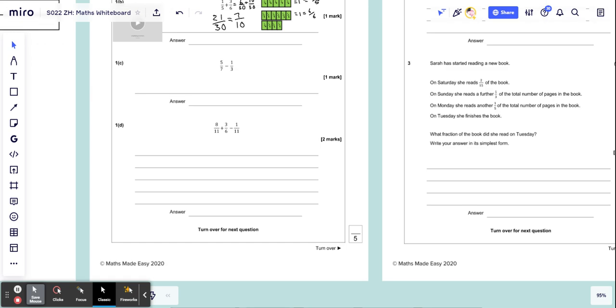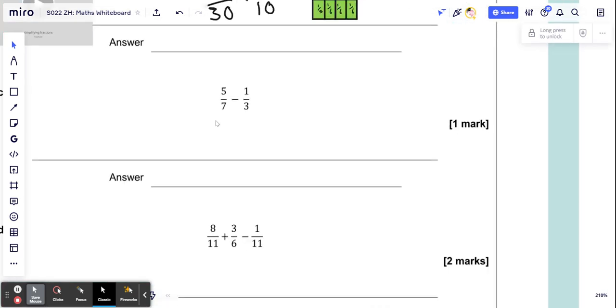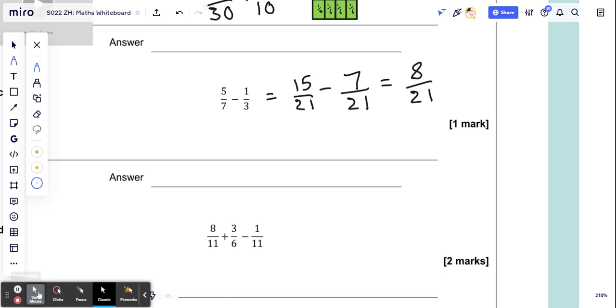Taking away is the same idea. We just need to get this into the same denominator. I'm going to quickly do this one. In fact, you could perhaps pause the video and try and do this one. I'll pause the video now and do it.